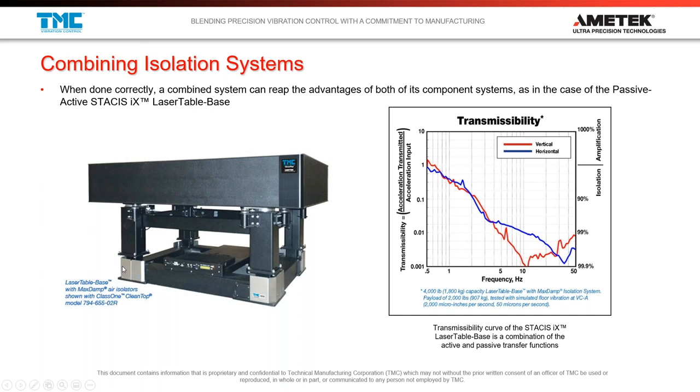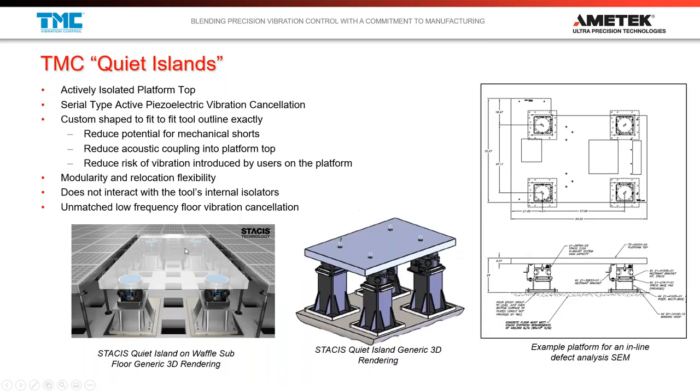For example, this is an optical table only, but this is kind of scaled up when you support it like a semiconductor tool with passive isolators inside it supported by Stasis. So we have the passive isolation system here, sealed air chamber piston isolators, supported by piezoelectric actuators. And you get really, really good transmissibility because you have the summing of the high frequency performance of the passive isolators inside it, combined with the low frequency performance of the piezoelectric system beneath it. You can achieve excellent cancellation. We do that all the time when we put a tool on top of a Stasis quiet island.